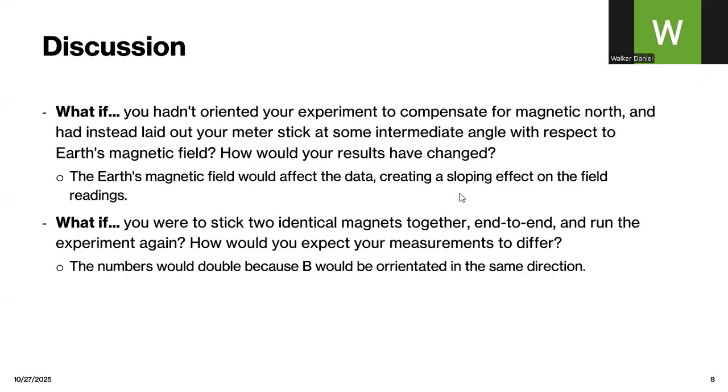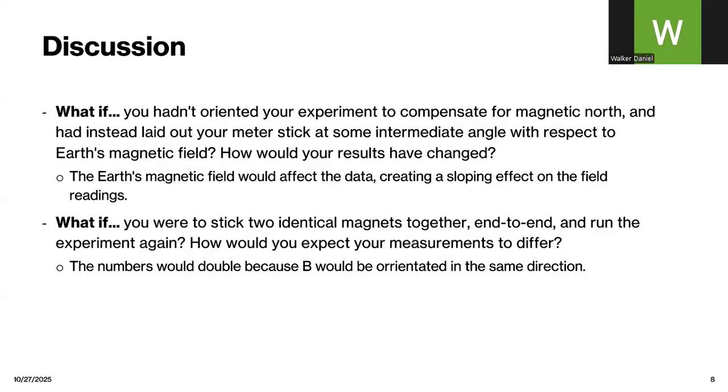And then finally, here are some discussions. What if you hadn't orientated your experiment to compensate for magnetic north and instead laid your meter stick at some intermediate angle with respect to Earth's magnetic field? How would the results change? Well, the Earth's magnetic field would affect the data, creating a sloping effect on the field readings, which essentially means that the data would be skewed in some way, that the magnetic north at whatever angle would distort or skew the values.